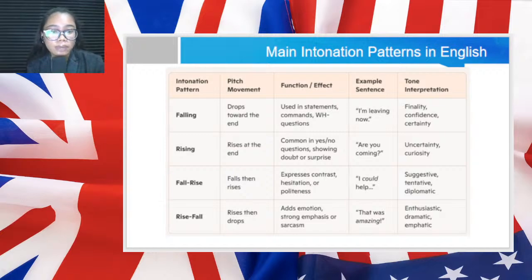Here, your voice rises at the end of the sentence. It's like your voice is gently lifting up or asking a question. Okay?